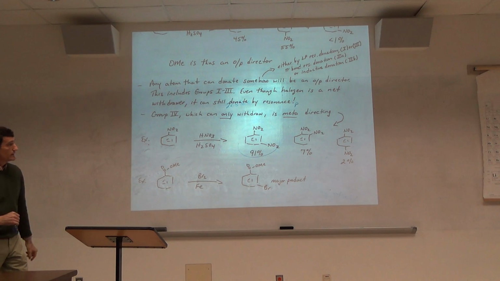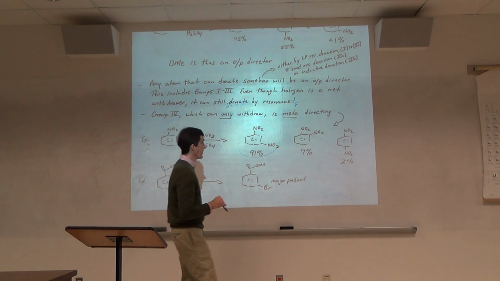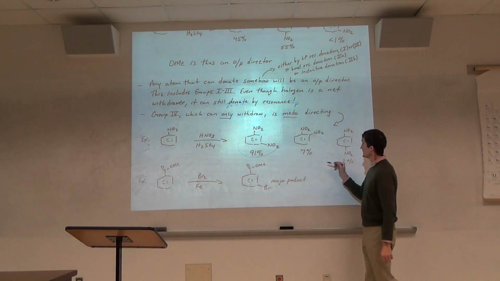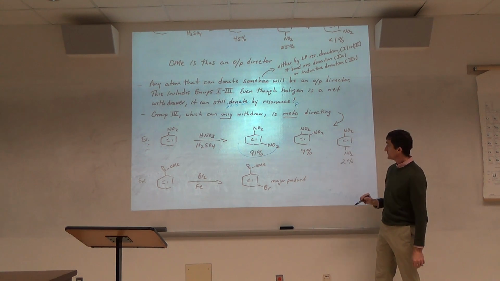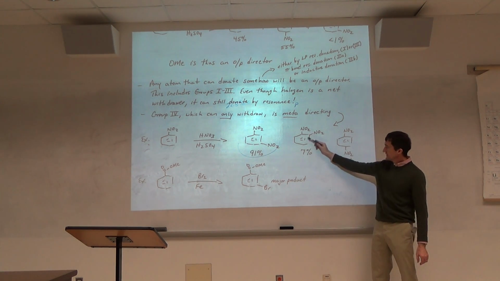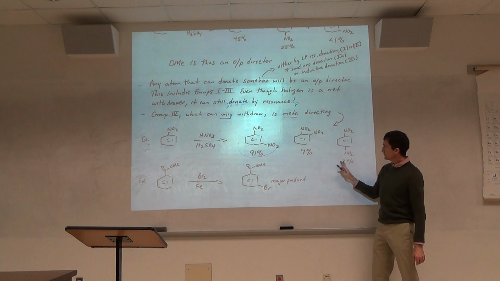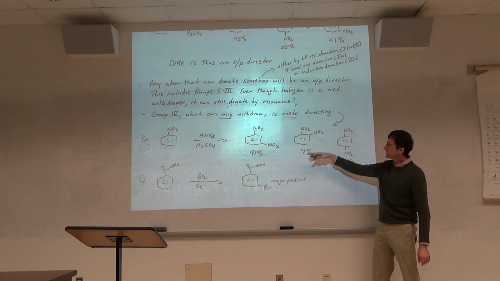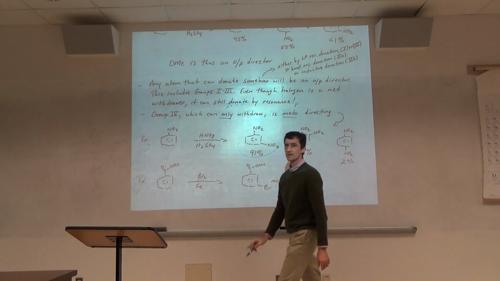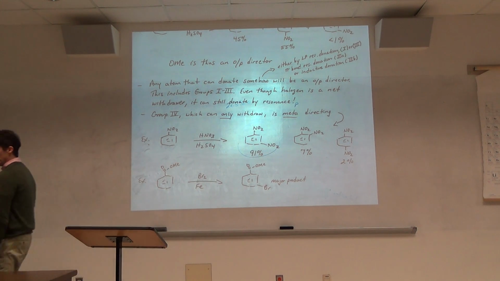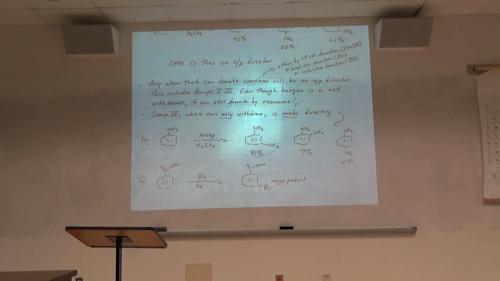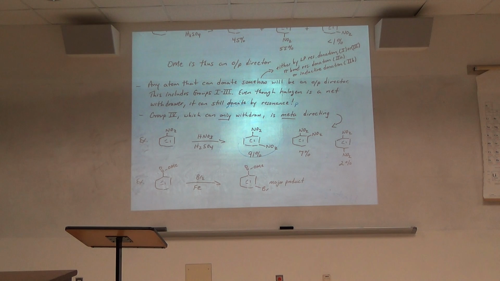Now you may get, this is the actual outcome. 4% here would be kind of equal. 4% because there's two groups. Why is there a little bit more ortho? That doesn't make a lot of sense, but sometimes there's other reasons you can make an argument. It's still fairly minor.